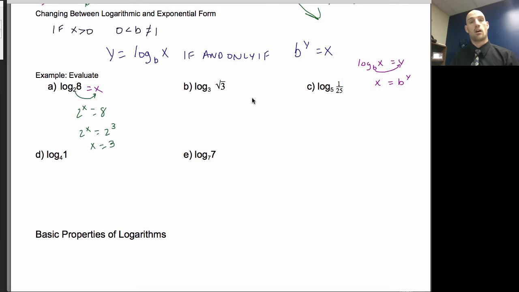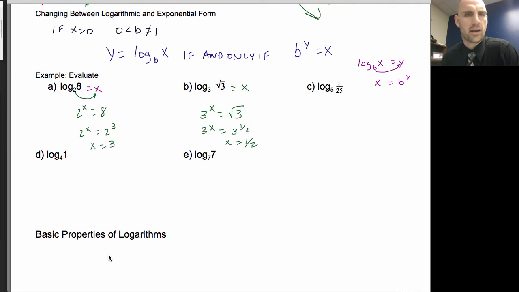Write it in terms of our exponential form and bring it around the horn. So if I don't know what this equals, it's x. So 3 to the x equals square root 3. Well, 3 to the x equals 3 to the 1/2. So x is equal to 1/2. Okay? Why don't you go ahead and pause here. See if you can do these next three. They're very quick hitting. When you come back, I'll explain each of the next three to you.